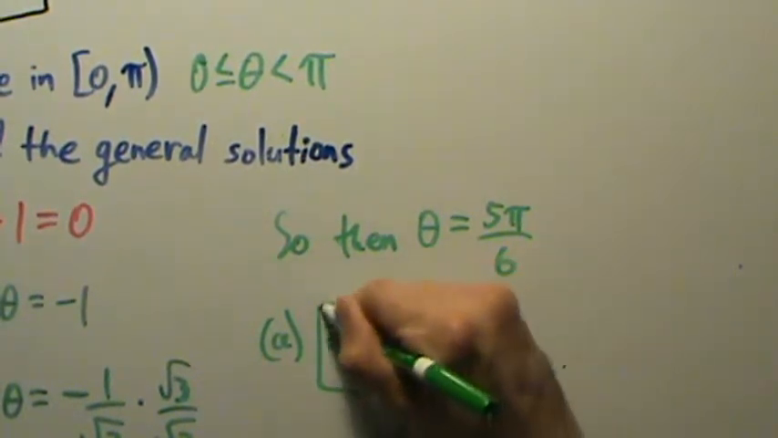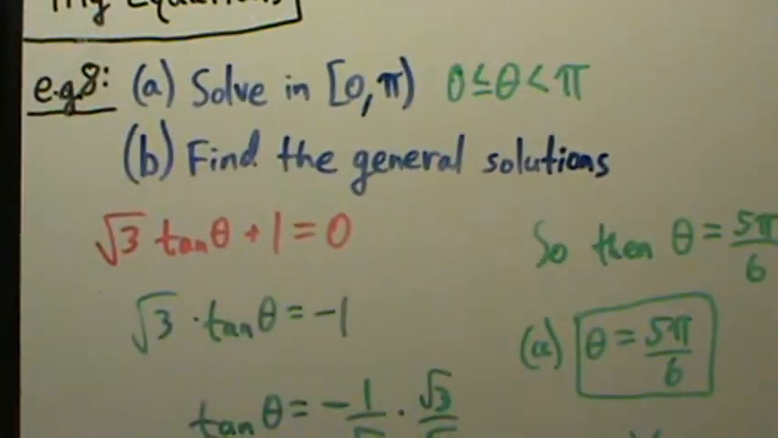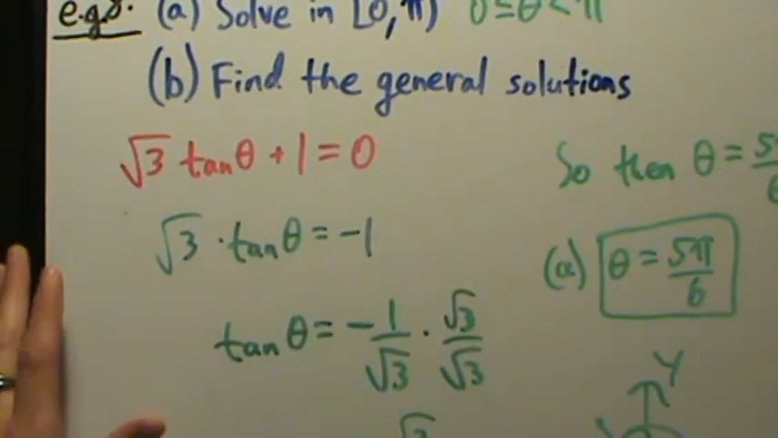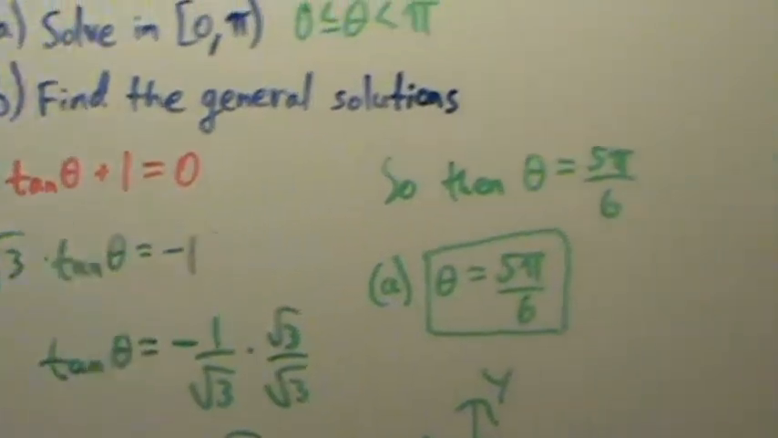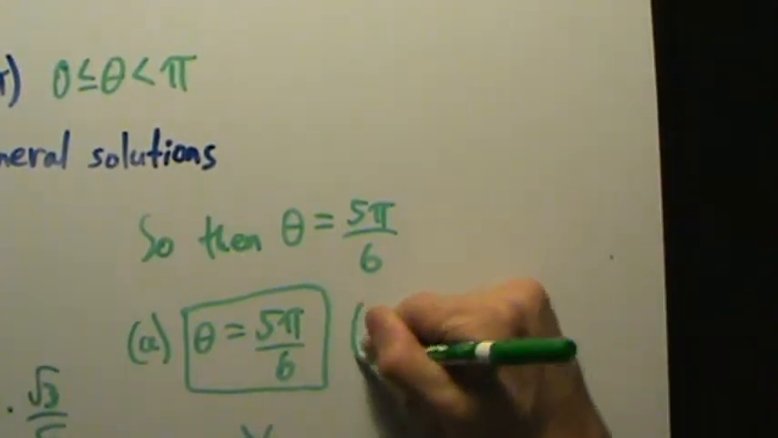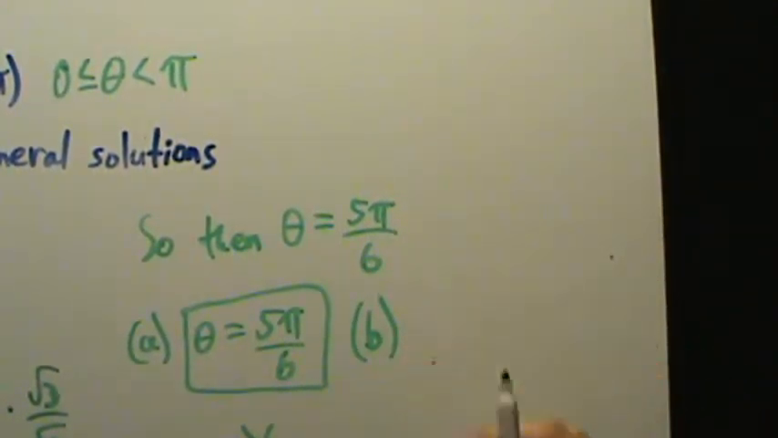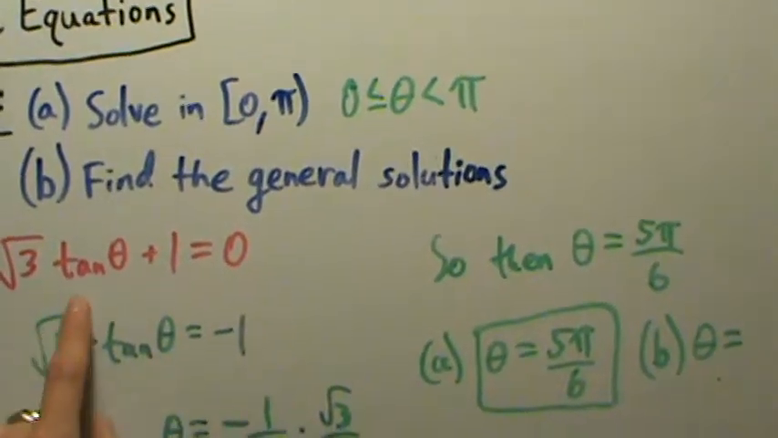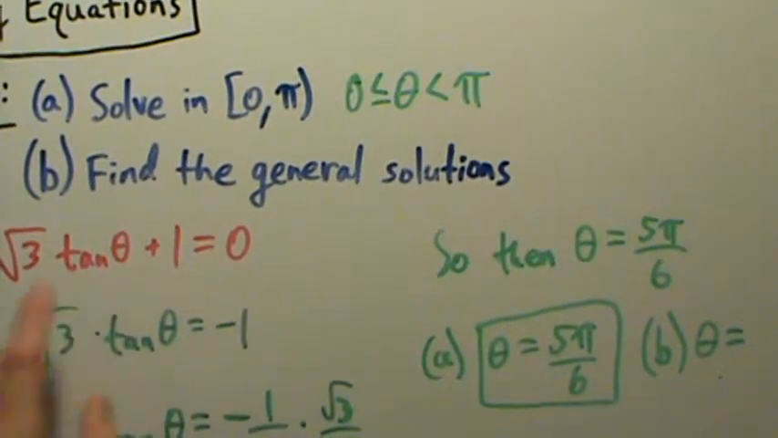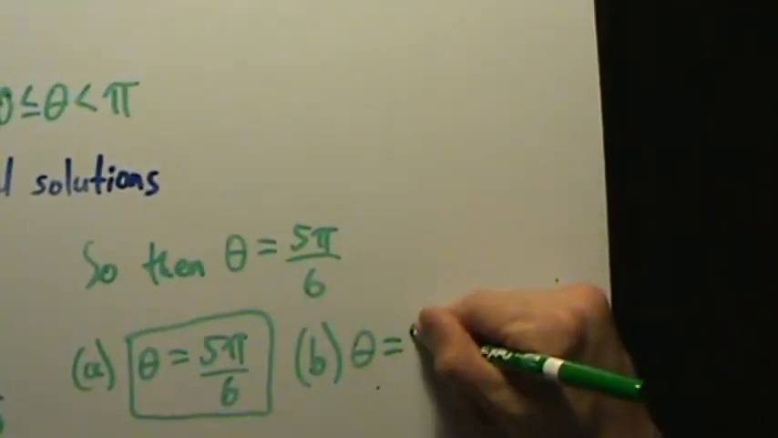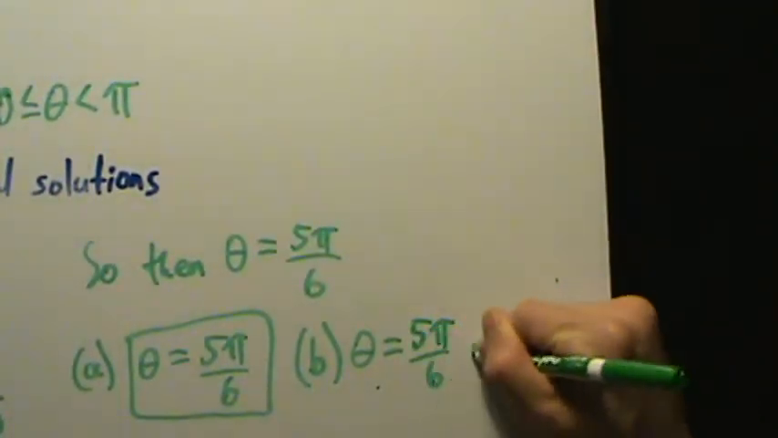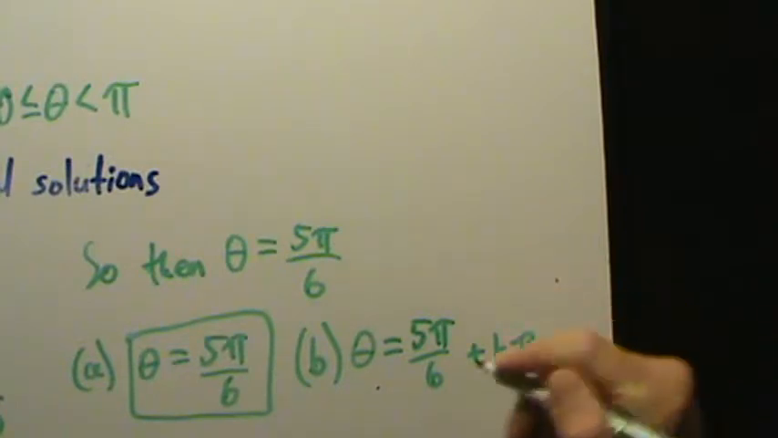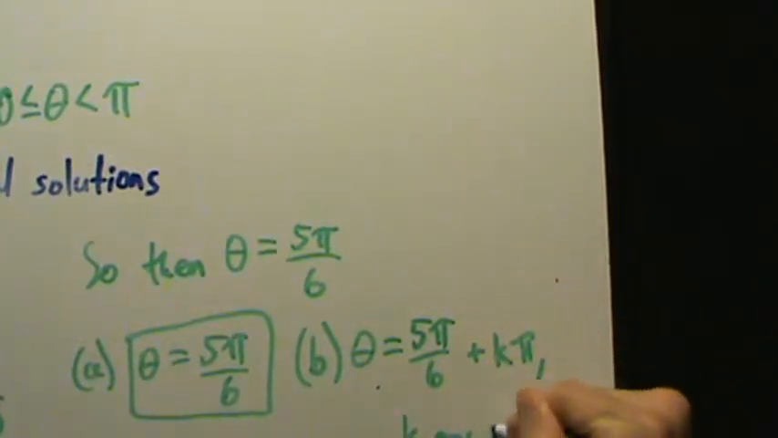Okay, so there's really not a whole lot happening here with this example. The main difference here is now we have just a tiny bit of algebra to do. Okay. So for part B, same exact thing as before with the tangent function. So we're dealing with tangent, so the period of the tangent is pi, so we're going to add k pi. So theta equals 5 pi over 6 plus k pi, where k is any integer.